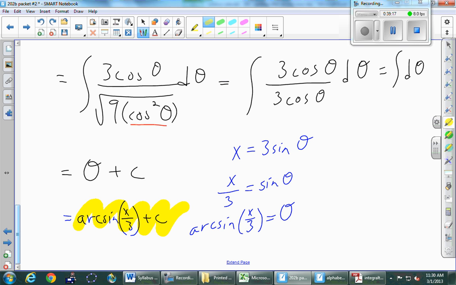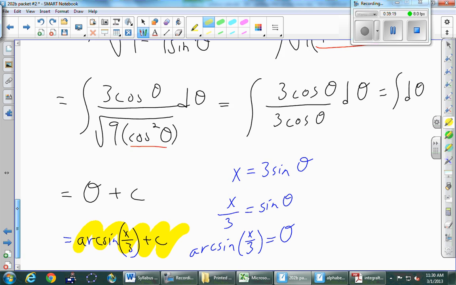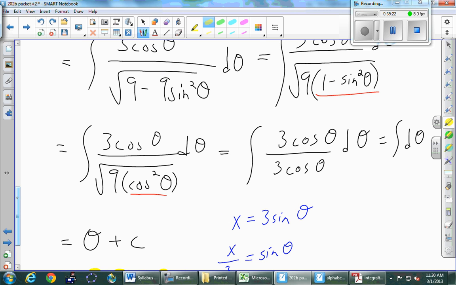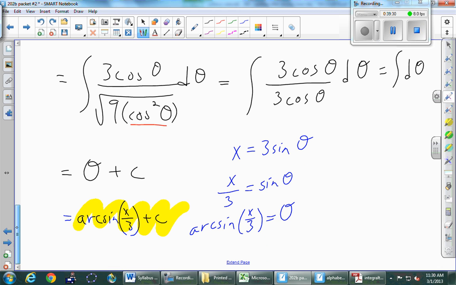So the reason we picked sine here is, if you ended up right here with 1 minus tan squared, that's not an identity. So that's why we picked a sine here. Any questions on the ending part of this?